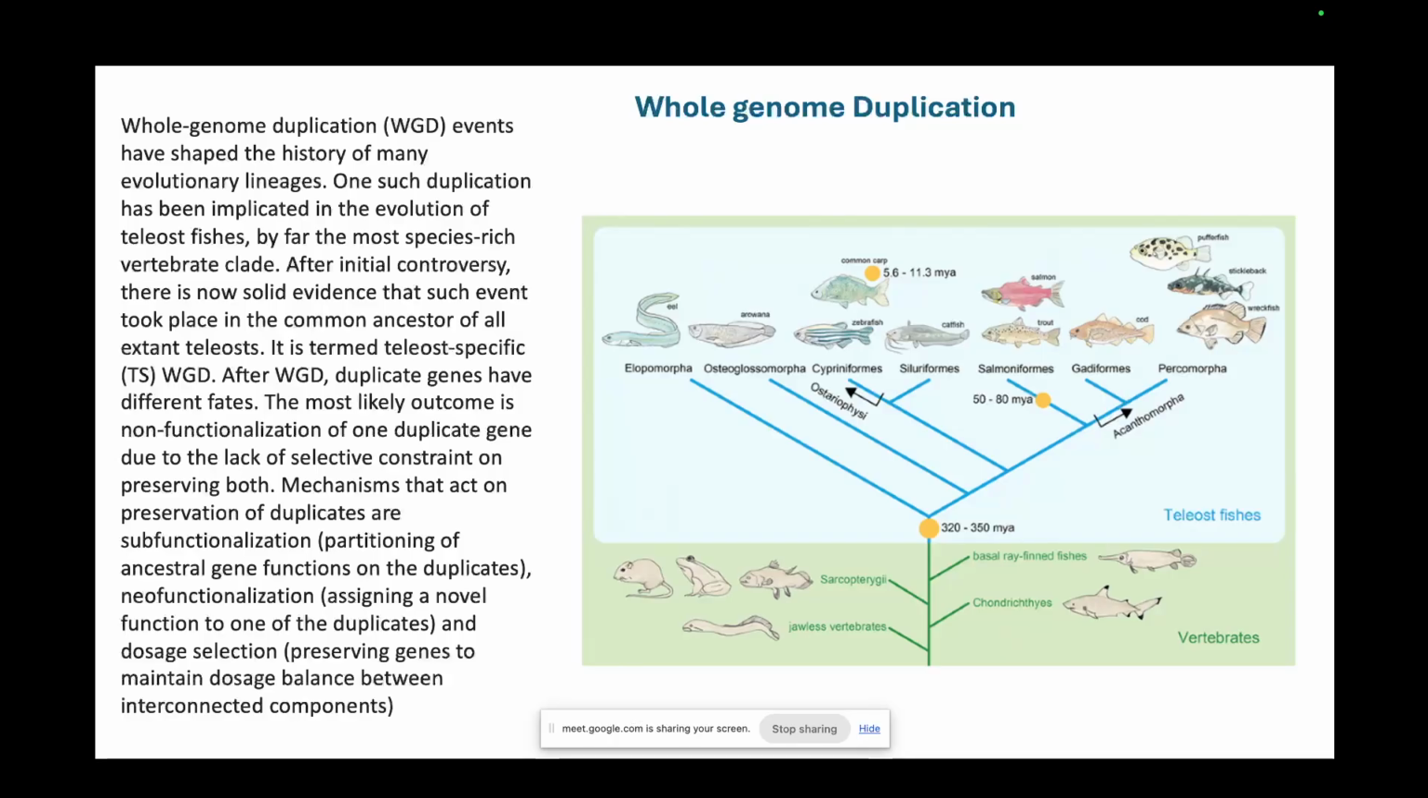where the whole genome got duplicated, and after that, certain genes had certain fates, right? The duplicate genes were mainly non-functional because of lack of selective constraint preserving both. There is no point in having the same gene encoding the same protein in multiple copies, right? You do not need that. So by selective mechanisms, selective constraint, one copy of the gene turned out to be non-functional.